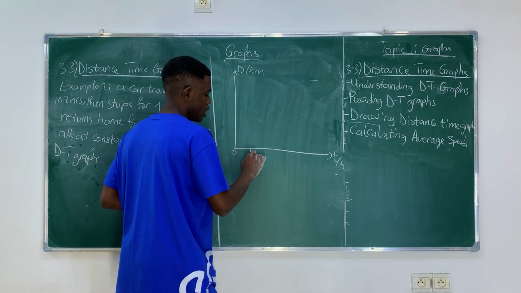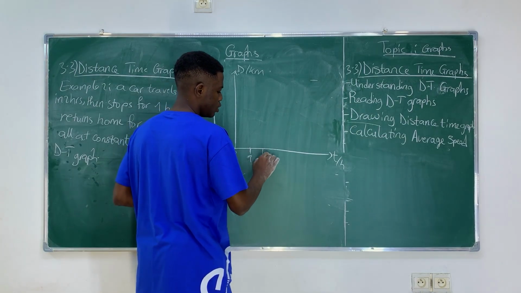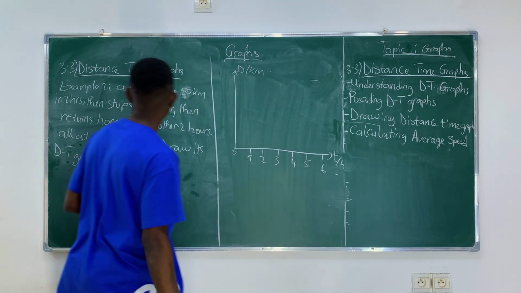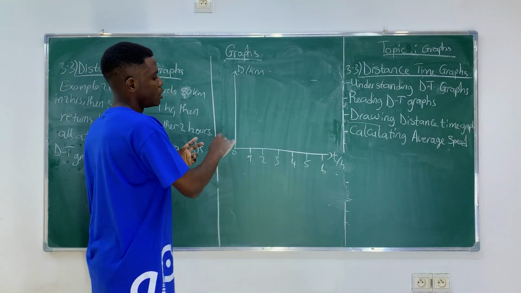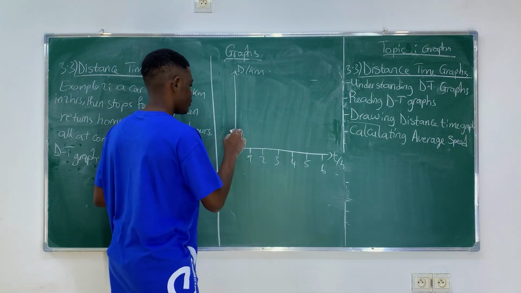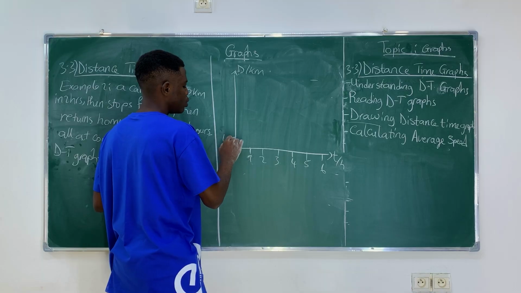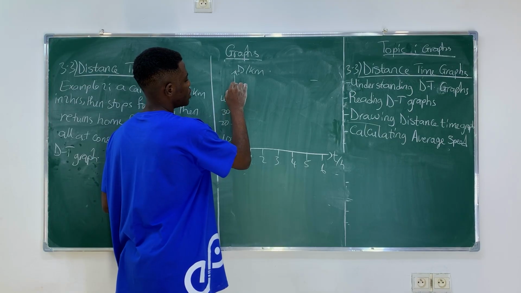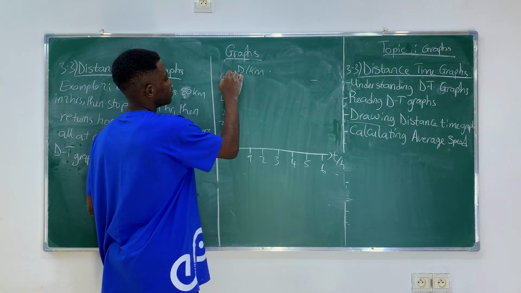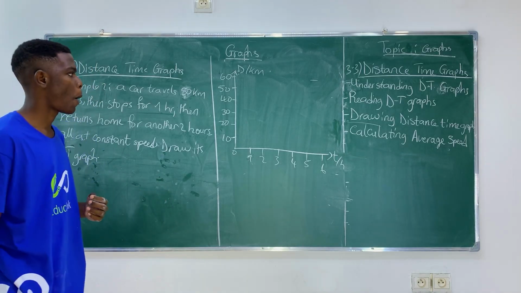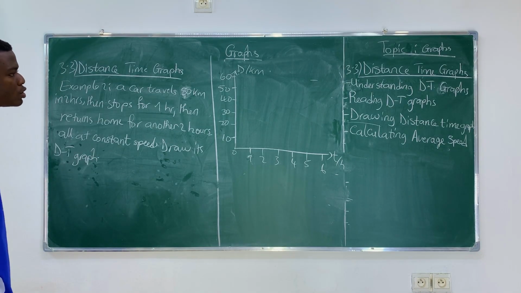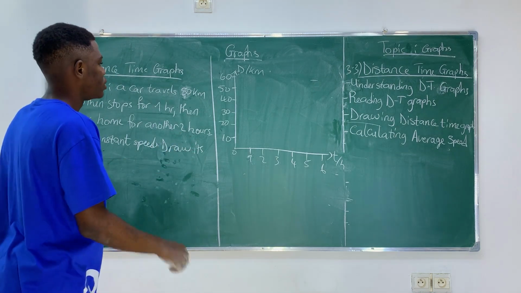This is 0. This is 1 hour. 1, 2, 3, 4, 5, 6. We have 50 kilometers somewhere, so we should make sure we see 50 here. So you can take 10 kilometers, 10, 20, 30, 40, 50. Can you put on 60 on top? Right, when we are done drawing our scale, we can now draw the motion and the distance time graph.